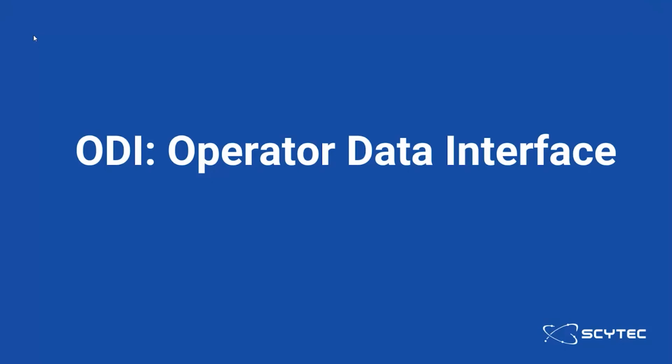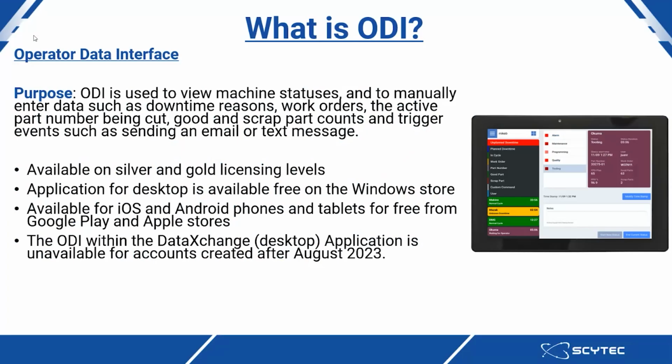Next up, we are going to be discussing the ODI, the Operator Data Interface. The ODI is only available on our silver and gold licensing levels. The ODI is a supplemental application that is used to view machine statuses and to manually enter data such as downtime reasons that you cannot automatically collect from a machine. These are more for the unplanned downtimes or for things that are extraneous to what your machine can actually collect via DataXchange. They can also track things like work orders, the active part number being cut, good and scrap part counts, and trigger events such as sending an email or text message.